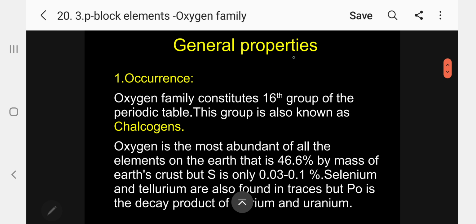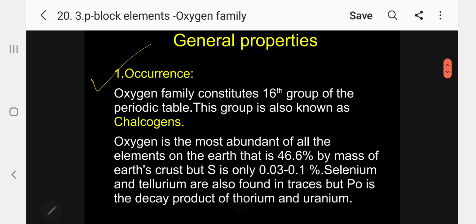First, let me take occurrence. The oxygen family constitutes the 16th group of the long form of the periodic table. This group is also known as chalcogens. Please memorize: the oxygen family are called chalcogens. Oxygen is the most abundant of all the elements on the earth, that is 46.6% by mass of the earth's crust, but sulfur is only 0.03 to 0.1%. Selenium and tellurium are also found in traces, but polonium is the decay product of thorium and uranium. It's radioactive.